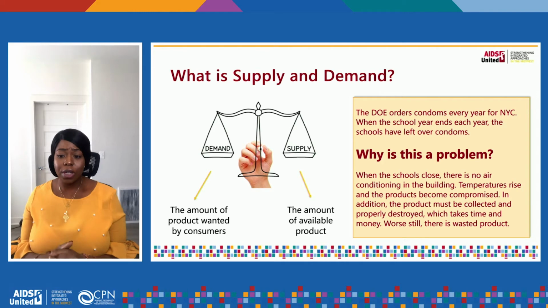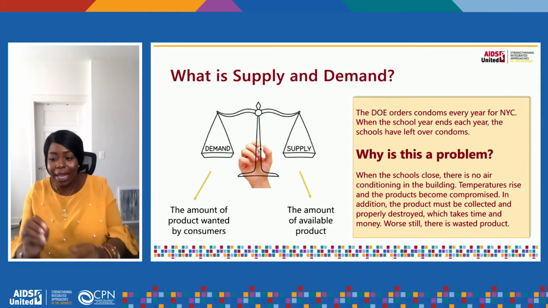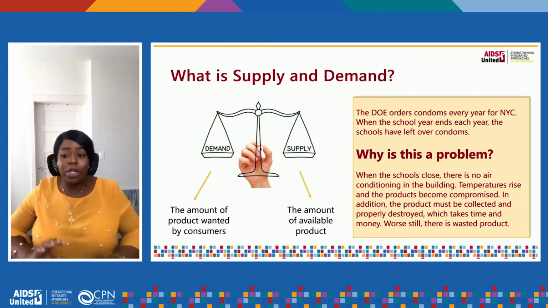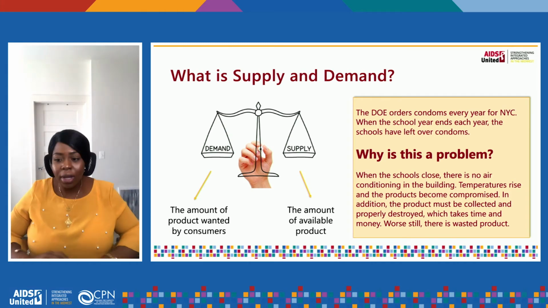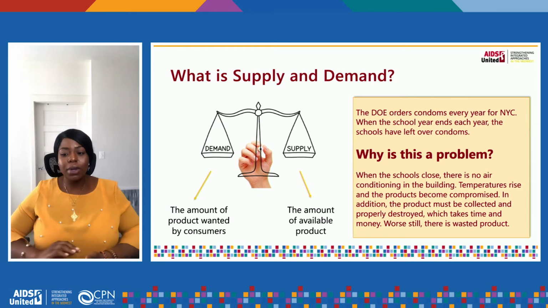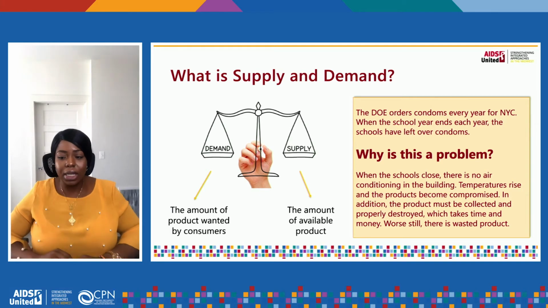So when the schools close, thank you so much, and please keep popping answers into the chat. When the schools close, there's no air conditioning in the building, and the products become compromised. In addition, the product has to be collected and properly destroyed, which takes time and money. And worse still, like Devin pointed out, there is wasted product. So condom contractors must consider their monthly supplies necessary to meet contractual requirements and maintain distribution to their non-traditional site networks, and at the same time, they must avoid over-distributing and wasting products.